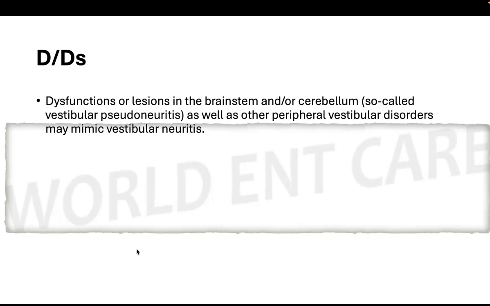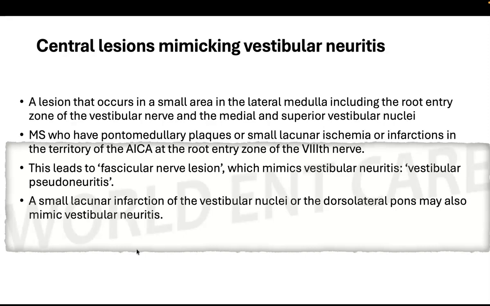Then differential diagnosis. So dysfunction or lesions in the brainstem and/or cerebellum can cause something called vestibular pseudoneuritis, and other peripheral vestibular disorders may also mimic vestibular neuritis. So talking about the central lesions mimicking vestibular neuritis, what happens is a lesion occurs in a small area at the lateral medulla, including the root entry zone of the vestibular nerve and the medial and superior vestibular nuclei, and may be confused with lesions of the peripheral vestibular nerve or labyrinth.